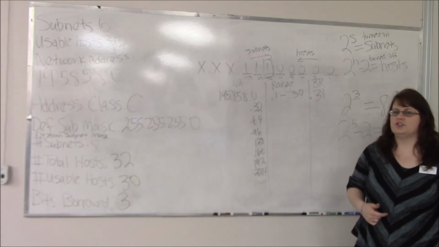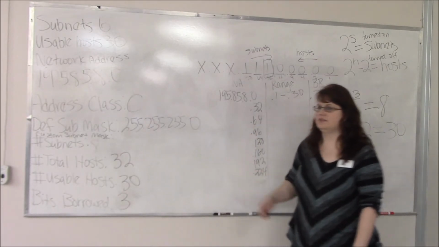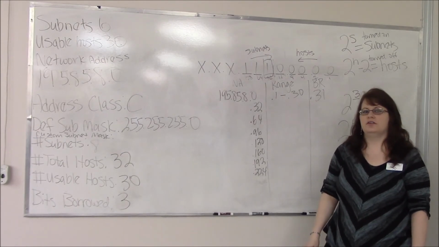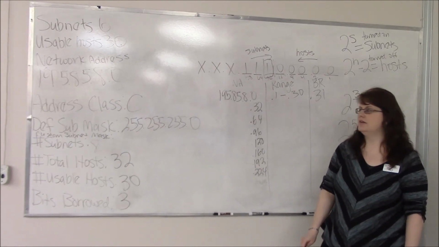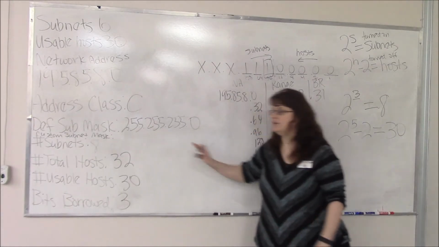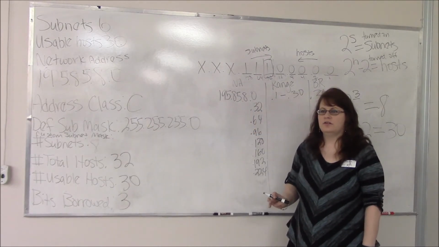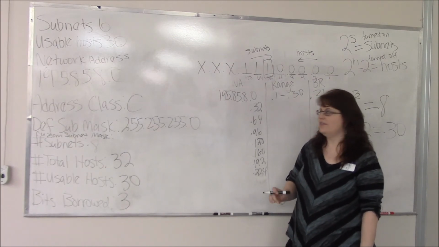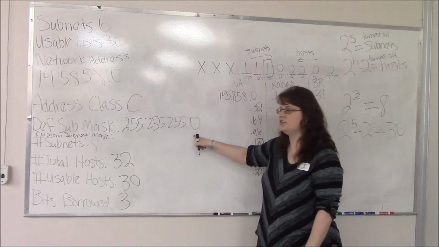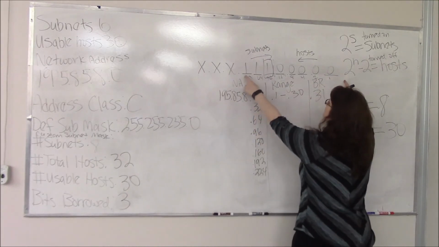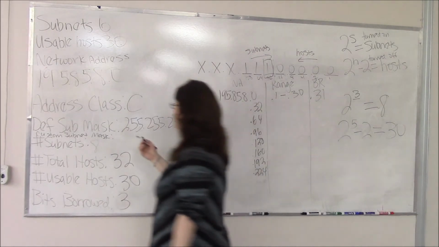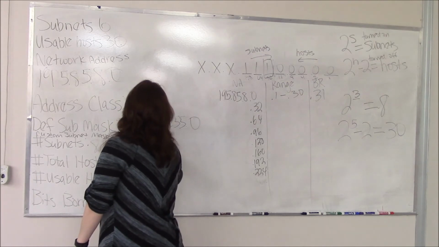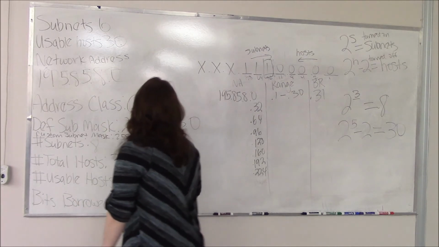So here's another good question. This is my default subnet mask, but I borrowed bits. So now what does my subnet mask look like? Is it still got 3 255s in it? Yeah. That part, we didn't change anything on that part. We just changed this part. So it's still got 255, 255, 255. But this last octet has changed.